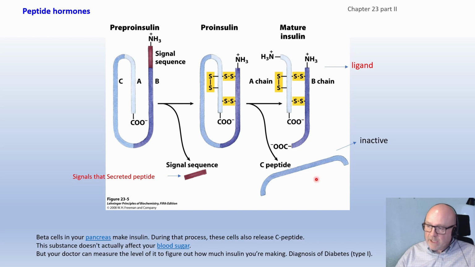The C-peptide is actually what's used in diagnosing the amount of insulin released. If that's a test that you have taken before, they look for this. They don't look directly at the amount of insulin, they instead detect the amount of C-peptide.